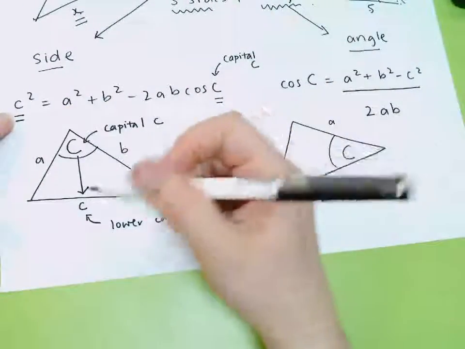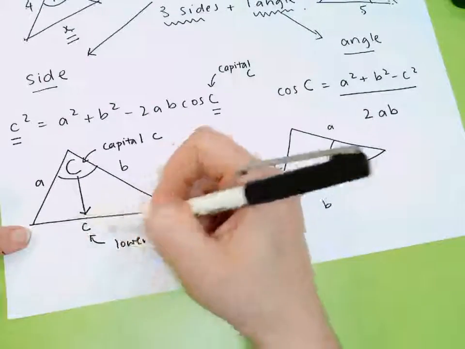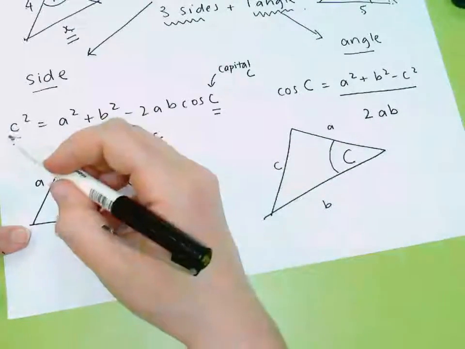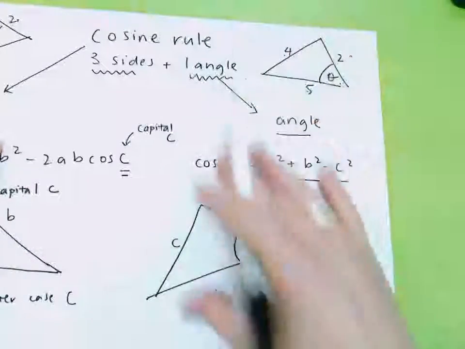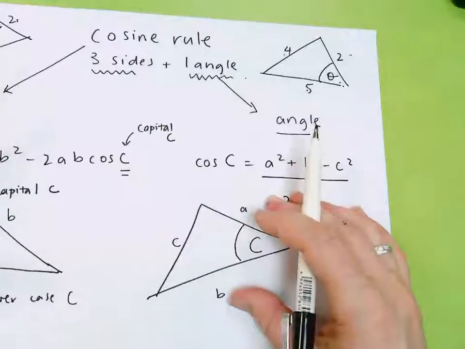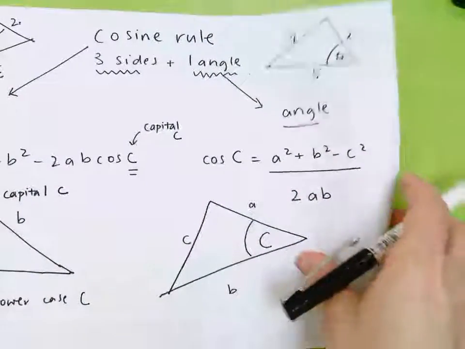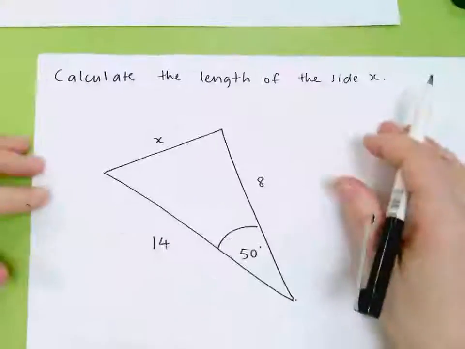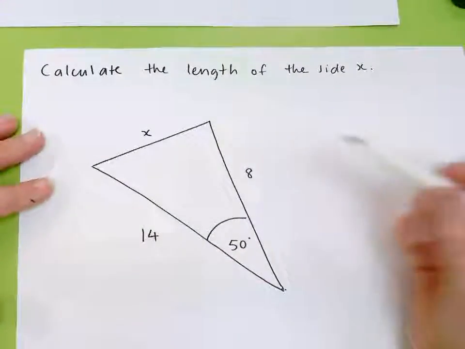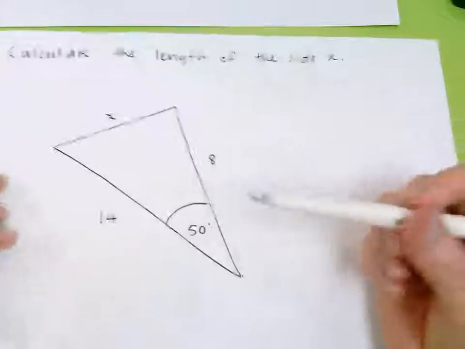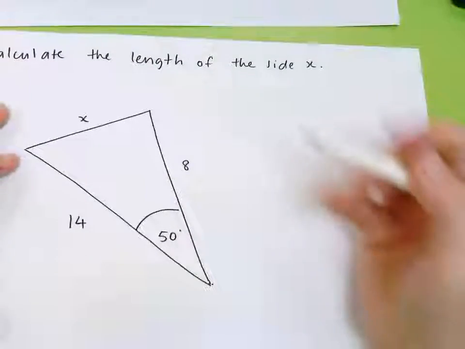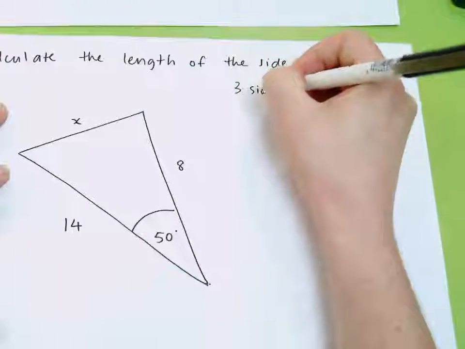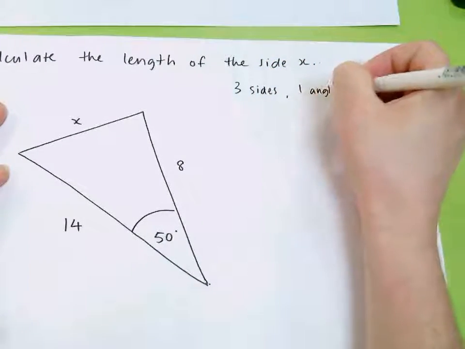In this case, we're trying to find a side. When we're trying to find a side, we use the rule that has the side as the subject of the equation. We'll look at this one where we're trying to work out an angle in the next video. Let's get into it and see if we can make a little more sense of it when we look at an example. This question says, calculate the length of the side x. First things first, I see that I'm dealing with 1, 2, 3 sides and one angle. Three sides, one angle, so I'm going to use the cosine rule.